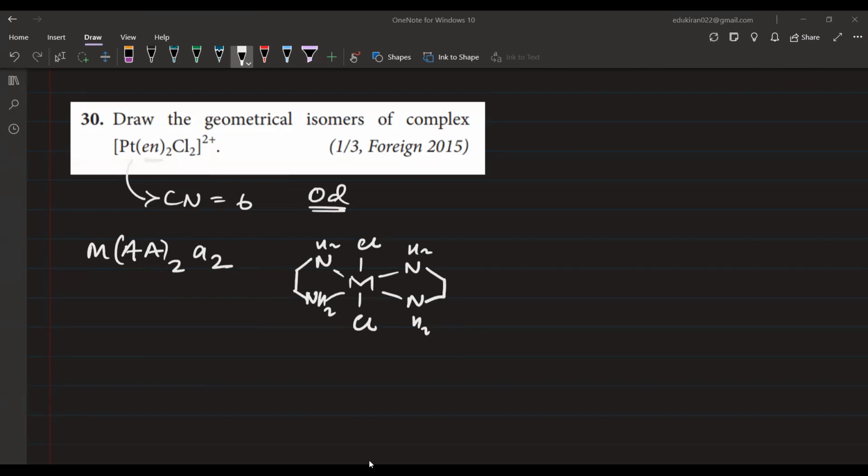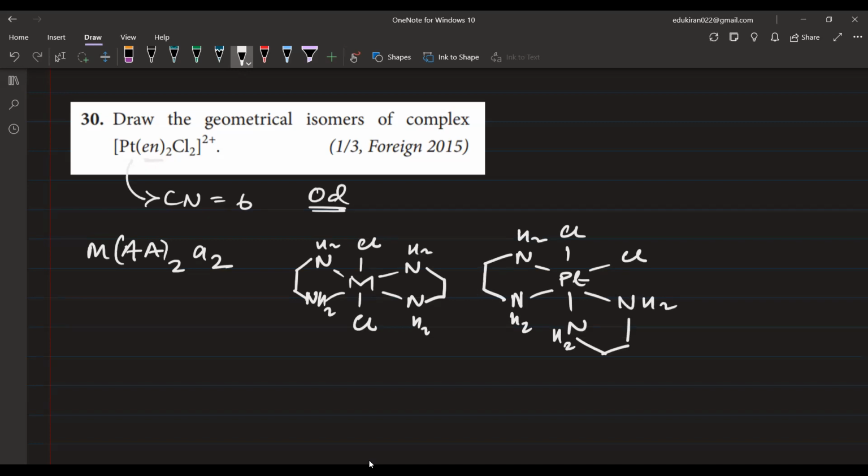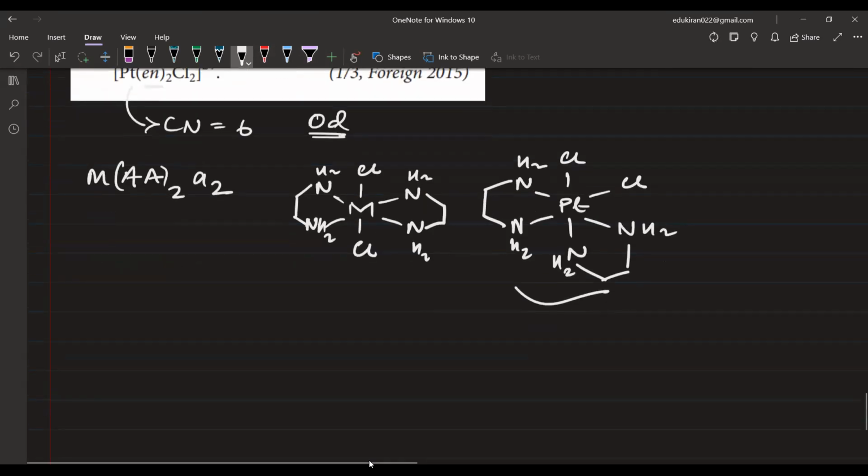What will the second one be? You have platinum as the metal. Not this, write Cl, and then you are going to have this. Now, in both of these, if I cut it like this, this one is completely trans and it is not going to have any enantiomeric pair. This one, however, is going to have one enantiomeric pair. Please see.